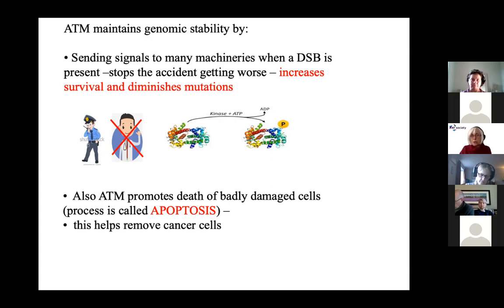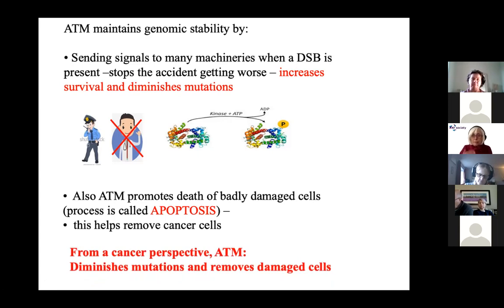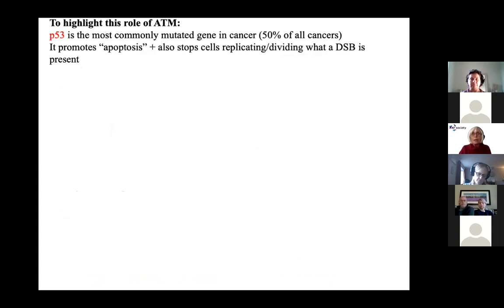The other important thing in the context of cancer particularly is that ATM can promote death of very badly damaged cells. This is a process called apoptosis, and this effectively helps to remove cancer cells. So from a cancer's perspective, what ATM is doing is diminishing the possibility of mutations, and it's removing damaged cells that can become cancer cells. And I thought I'd give you this example to just highlight how ATM plays into this whole game.